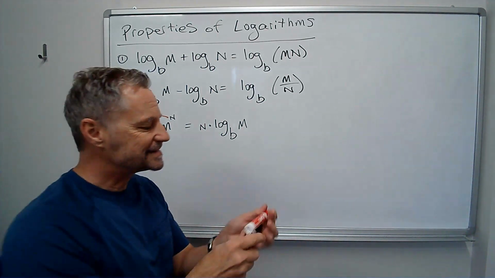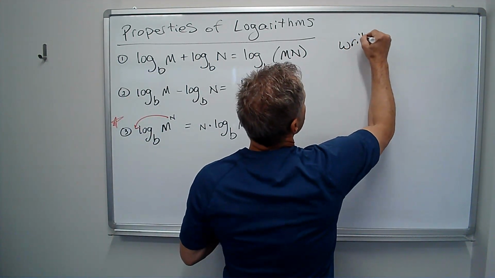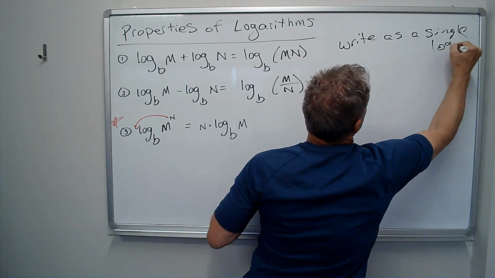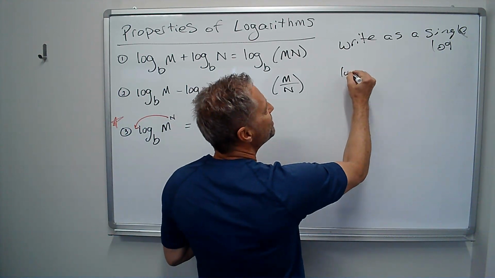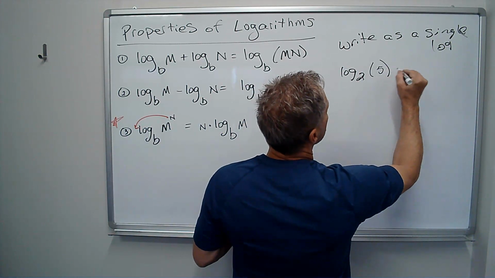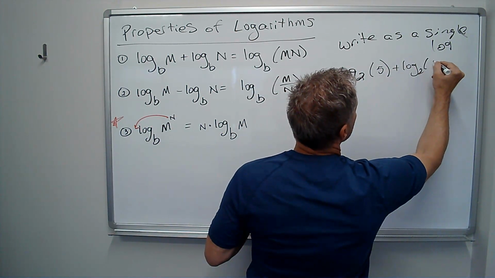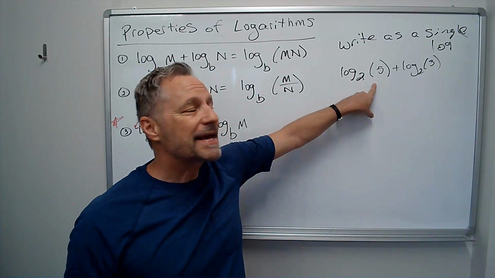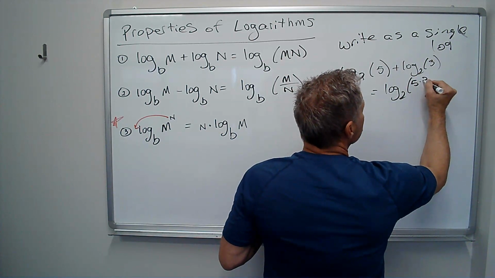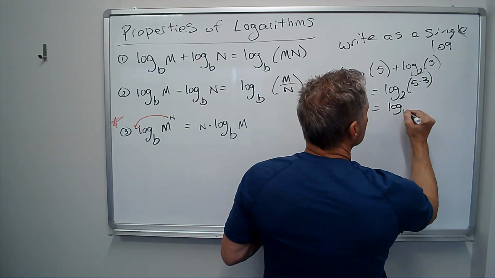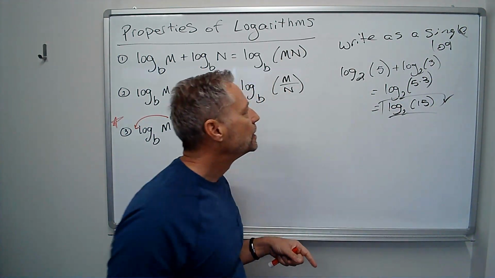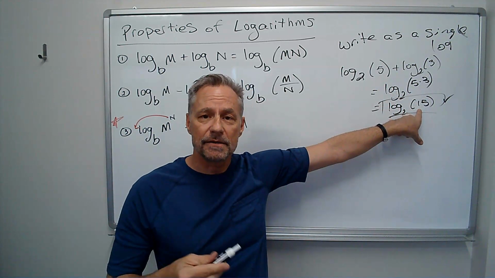So say we want to write as a single log. Let's say I have log base 2 of 5 plus log base 2 of 3. Well, to write as a single log, I combine those by just saying log base 2 of 5 times 3, or log base 2 of 15. And now it's a single log. Done. So when I'm adding logs, I just multiply the arguments.